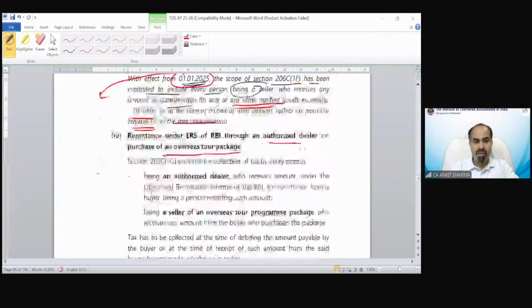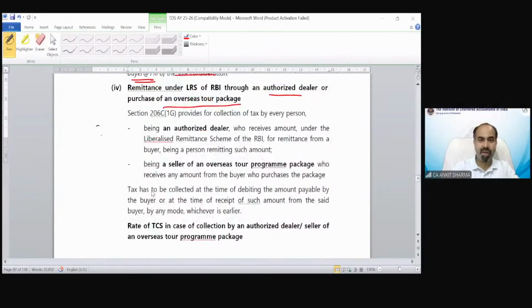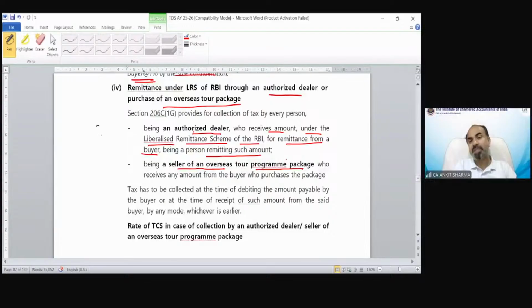So we are over fourth point, remittance etc. Fine. So being an authorized dealer, who receives amount under the Liberalized Remittance Scheme of the RBI for remittance from a buyer being a person remitting such amount. So buyer is me, I am the payer, and the authorized dealer is the seller who is remitting or exchanging my money, or being a seller of an overseas tour program package. So the seller who is giving me the tour package, the travel agent we are talking about, who receives any amount from the buyer. So buyer is the person who is going to travel. I am the buyer. Okay. Tax has to be collected at the time of debiting, etc.